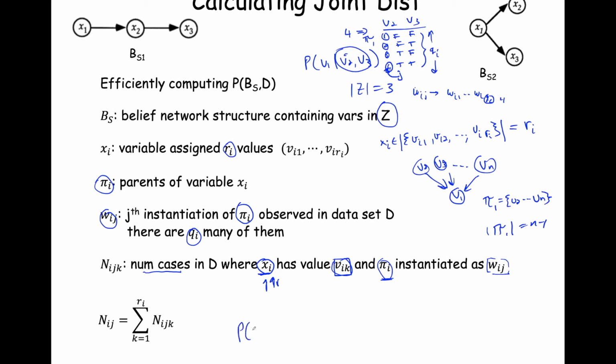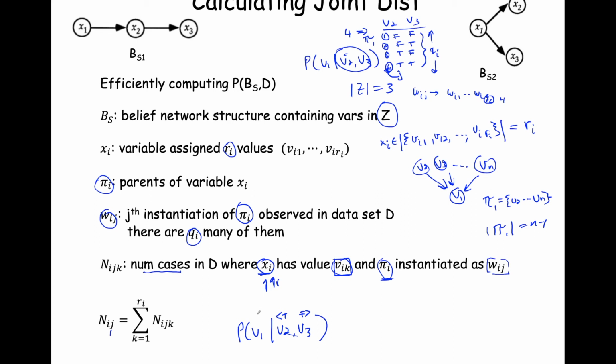So if I have the probability of variable 1 given variable 2 and variable 3, and we assign a particular value to variable 2 and 3, well, that's one of these instantiations, that's the jth instantiation, so maybe that's true and false, right? j might be the third instantiation, might be the fourth instantiation, what have you. And then what we're adding up is the number of cases given this filtering of the jth instantiation for the parents of the ith variable.